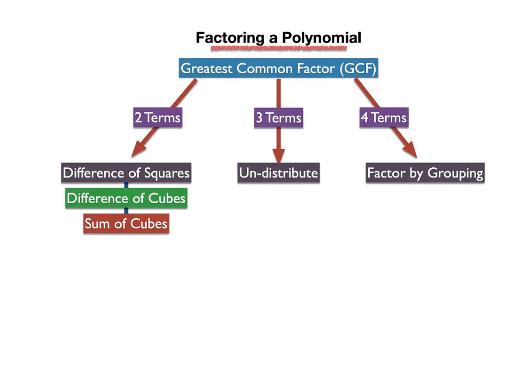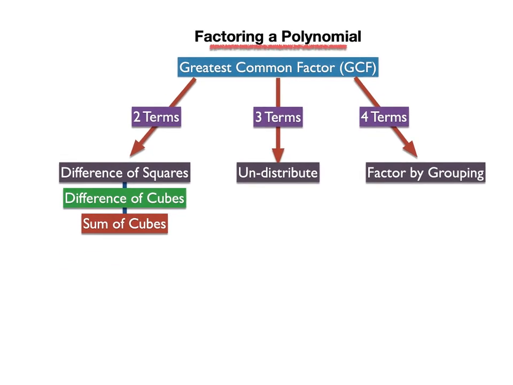So here is our decision tree for how we factor any polynomial that we're given. The first thing we always do is check for a GCF. We want to make our numbers as small as possible and take out any extra variables and bring those out to the front. So this is going to be done every single time. Then, if it's only a two-term polynomial, you're going to use one of these methods we talked about yesterday.